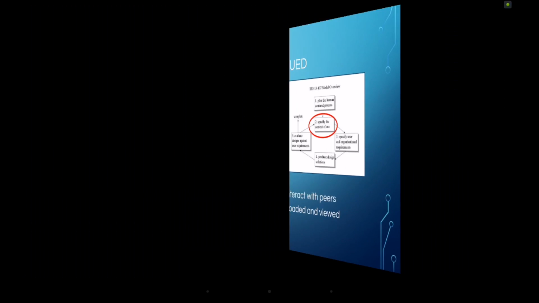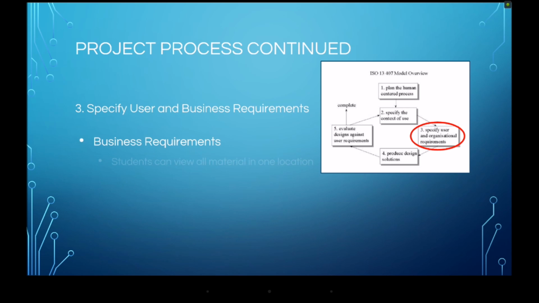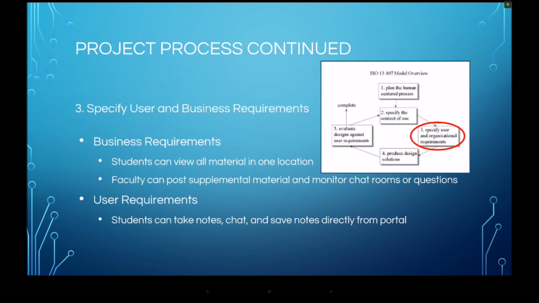For the third step of the UCD, that was to specify user and business requirements. For business requirements, we wanted the students to be able to view all of the material in just one location. And for faculty members, we wanted them to be able to post supplemental material and monitor chat rooms or questions that students may have. And for user requirements, we wanted the students to be able to take notes, chat, and save notes directly from that portal, and faculty can upload various files and moderate chat rooms.